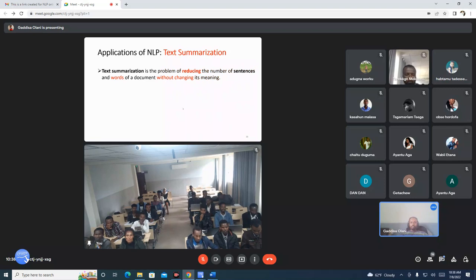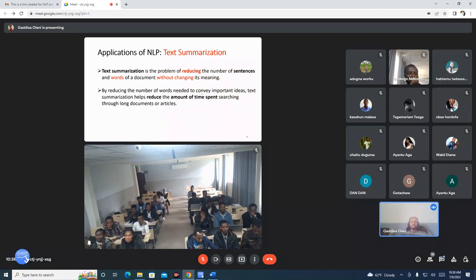Yeah. So I already said this. It's all about reducing the number of sentences or paragraphs without changing the meaning. In doing so, we can convey the important idea to the user in a short period of time without going through the entire document.